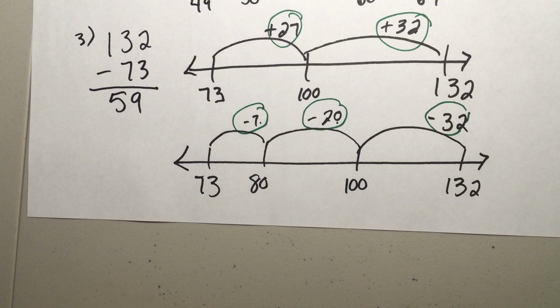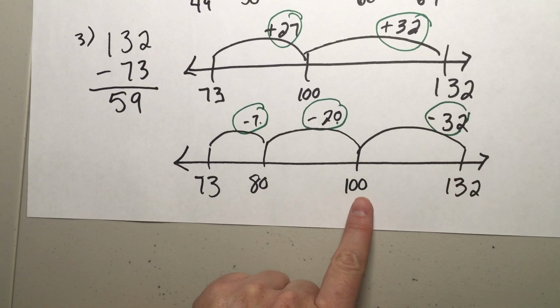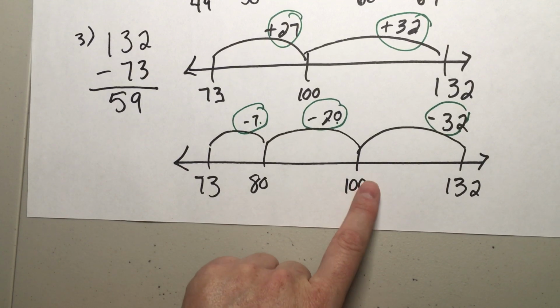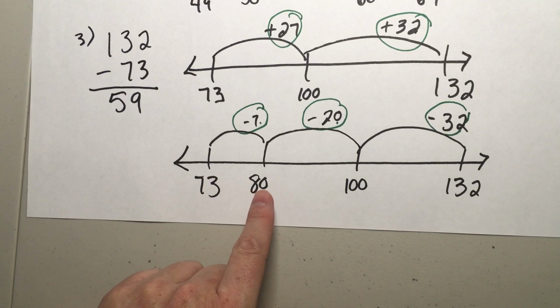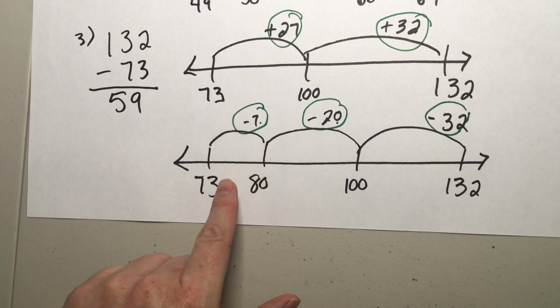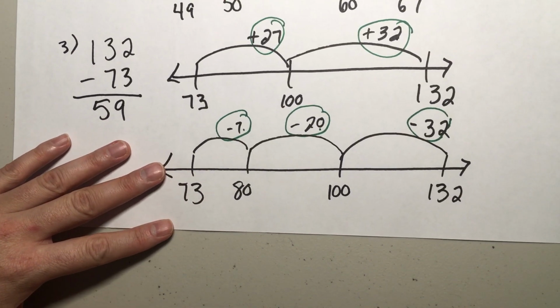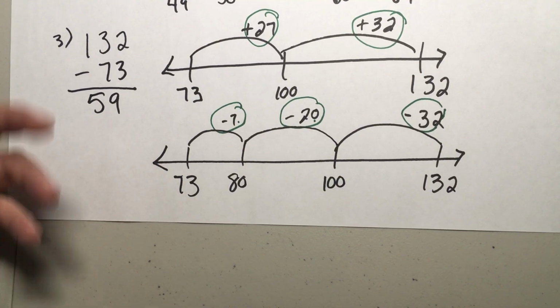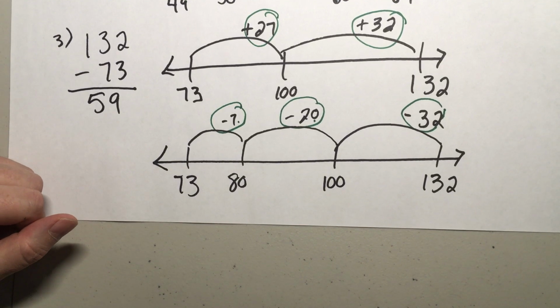So ask them, okay, why did I do this move here? Why was that a good strategy to use? Why did I decide to take 20 away here? Why would it be a good idea to take away 7? How can I find the difference between these two numbers by going forwards and backwards? Which one do you prefer? Ask your kids questions like that.